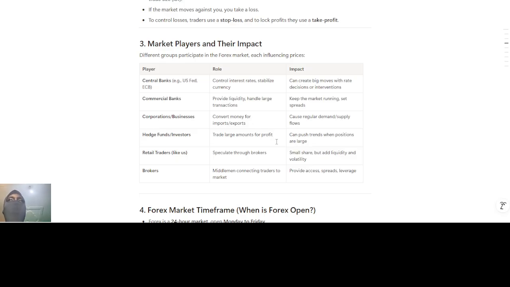Fifth, we have the brokers. These guys are basically middlemen, connecting us, the retail traders, to the real Forex market. When you have your money and you want to actually buy the euro or the dollar on your phone, a broker is what helps connect you to the market. Without a broker, bro, there's nothing you can actually do with your money. So brokers provide access, spreads, and leverage.